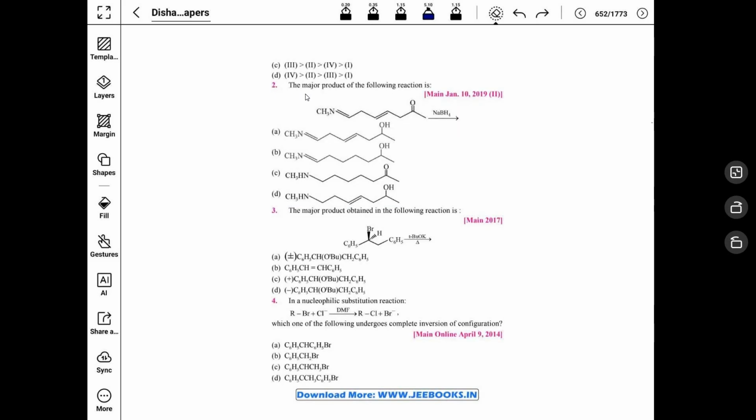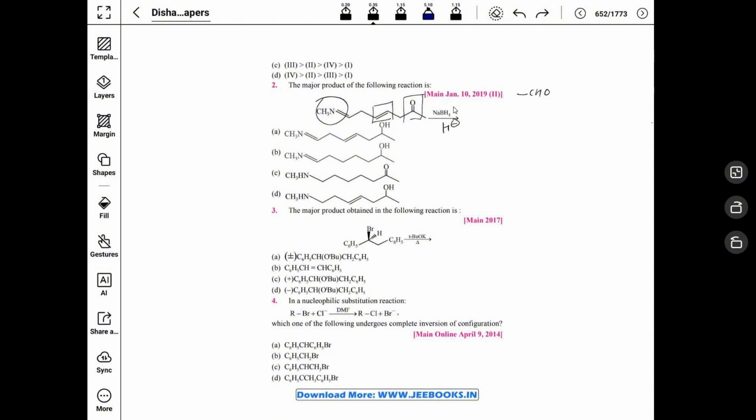Moving to question number 2, the major product of the following reaction. The given reaction has sodium borohydride, which is a reducing agent, and it can transfer the hydride. So we have to understand that there are 3 reducible groups: ketone, double bond, and imine. And we should know the chemical reactivities of sodium borohydride.